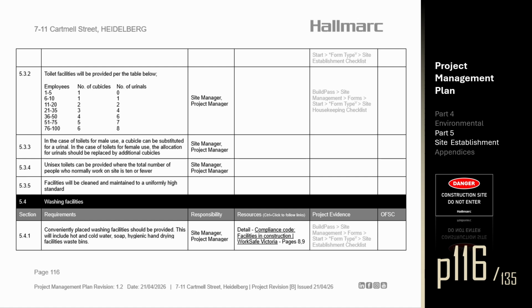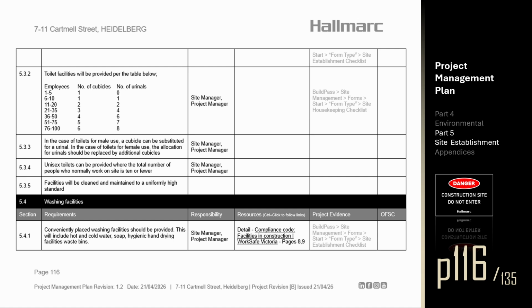Section 5.3.3. In the case of toilets for male use, a cubicle can be substituted for a urinal. In the case of toilets for female use, the allocation for urinals should be replaced by additional cubicles. Section 5.3.4. Unisex toilets can be provided where the total number of people who normally work on site is 10 or fewer. Section 5.3.5. Facilities will be cleaned and maintained to a uniformly high standard.